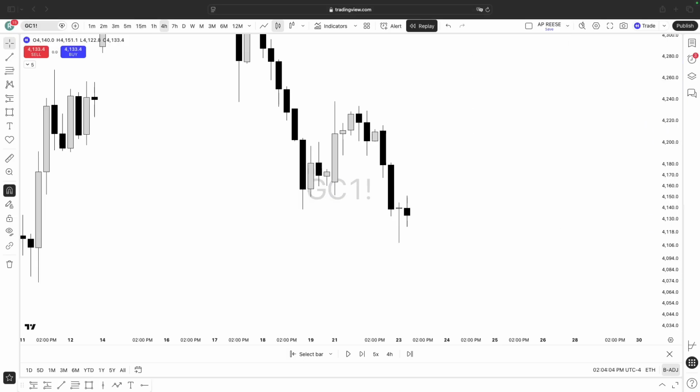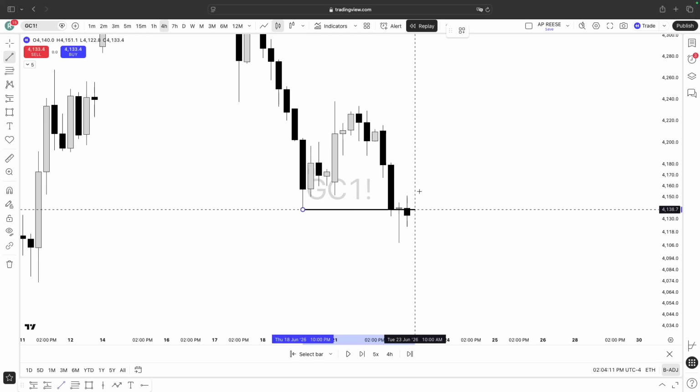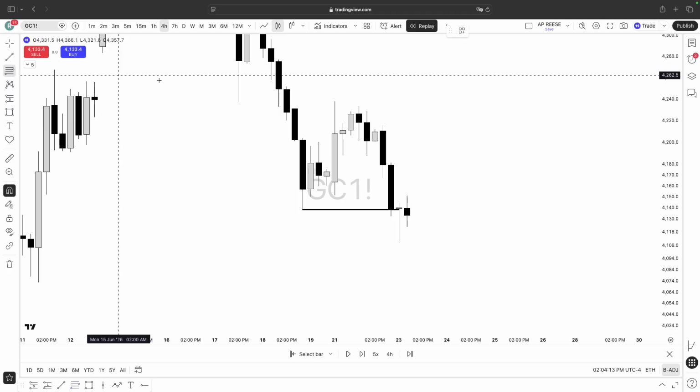So in this example here on gold, we can see that price just created a new swing low, and now we have a new range here from this high to low.